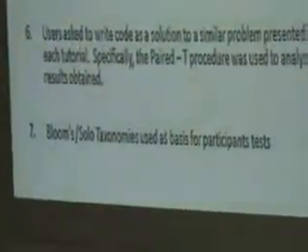So from the test before and after, we can apply some statistics, namely the paired t-test procedure, to analyze the data and see a measure of how beneficial, if it was, this concept. Also, Bloom's and the SOLO taxonomies are used as a basis for the participant tests, so I know what the tests are testing about learning.